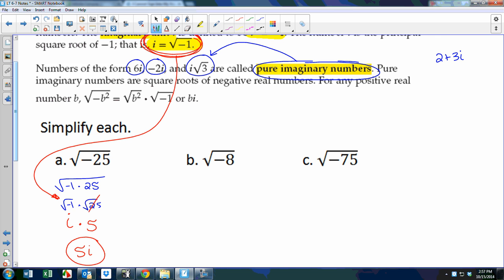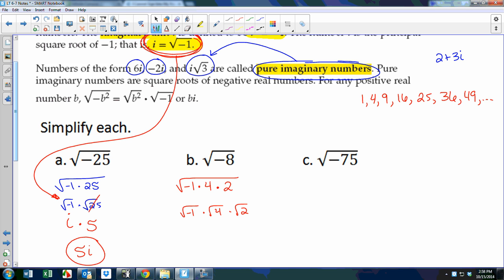8 is not a perfect square. So when we rewrite it, we'll first poke out the i, if you will, by rewriting negative 8 as negative 1 times, now I'm thinking 8. Is there a perfect square? By the way, the perfect squares, if you've forgotten, are 1, 4, 9, 16, 25, 36, 49, and so on. Are any of those factors of 8? And yes, the number 4 is a factor of 8. So I'll rewrite this as 4 times whatever's left, which would be 2. And I'll break it apart into the square root of negative 1 times the square root of 4 times the square root of 2.